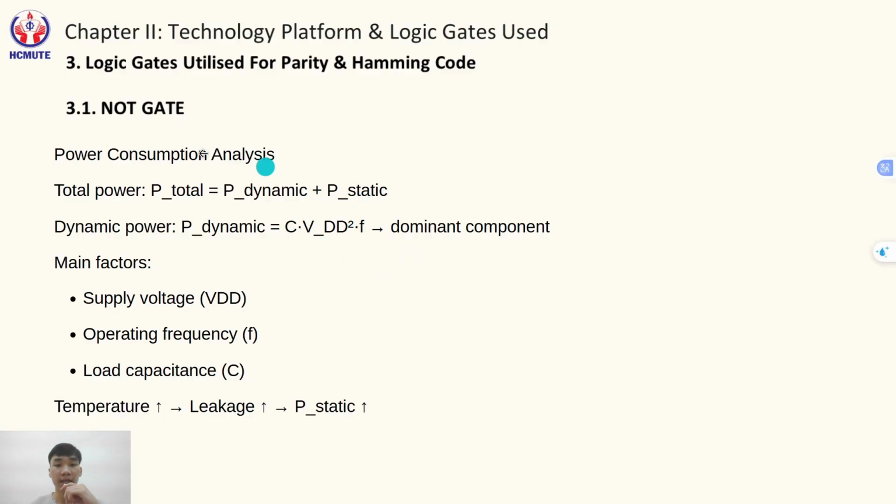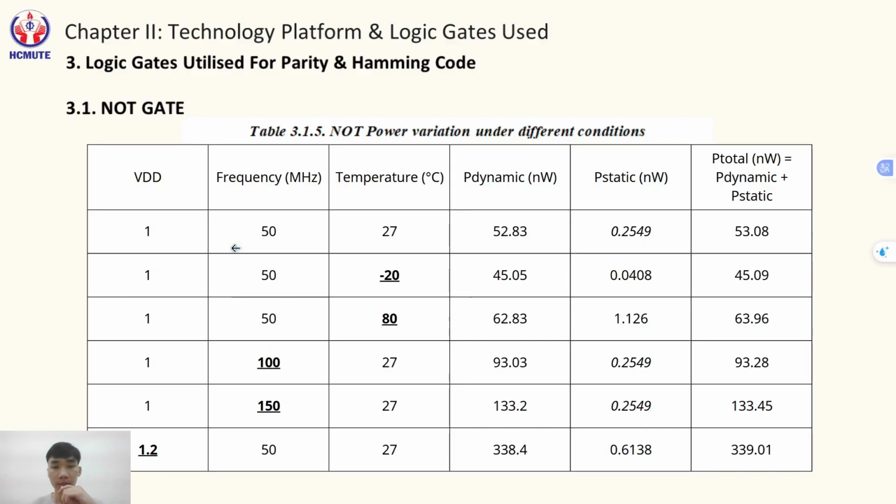About the power consumption analysis, the total power consumption consists of two main components, P total equals P dynamic plus P static, where P dynamic is calculated by this formula, and this is the dominant component of total power. From the simulation result, under the condition at 27 Celsius degrees, VDD equal to 1 volt and frequency equal to 50 MHz, the average power is here.